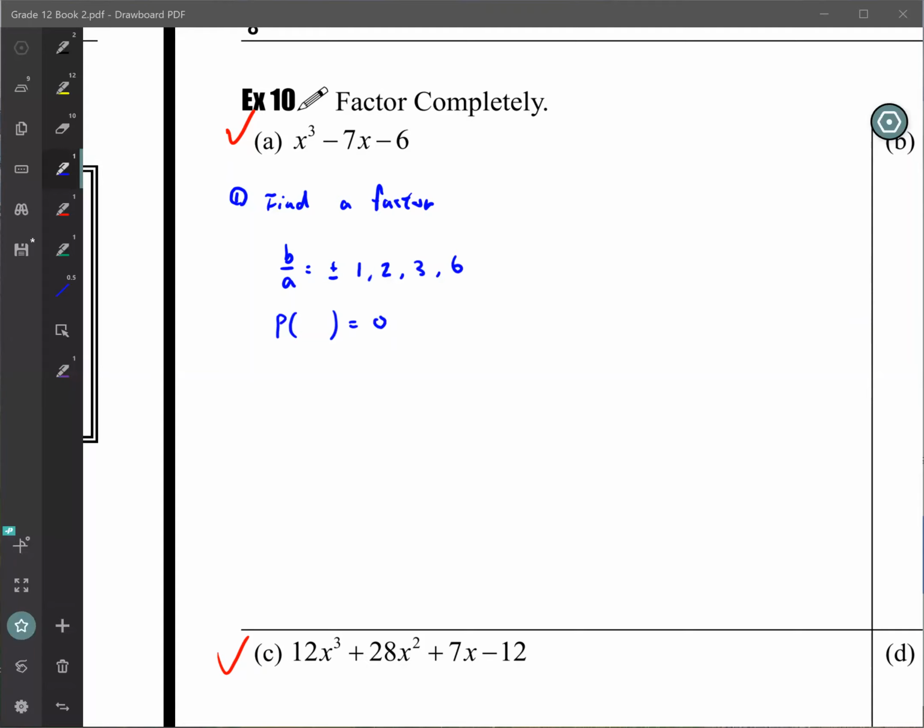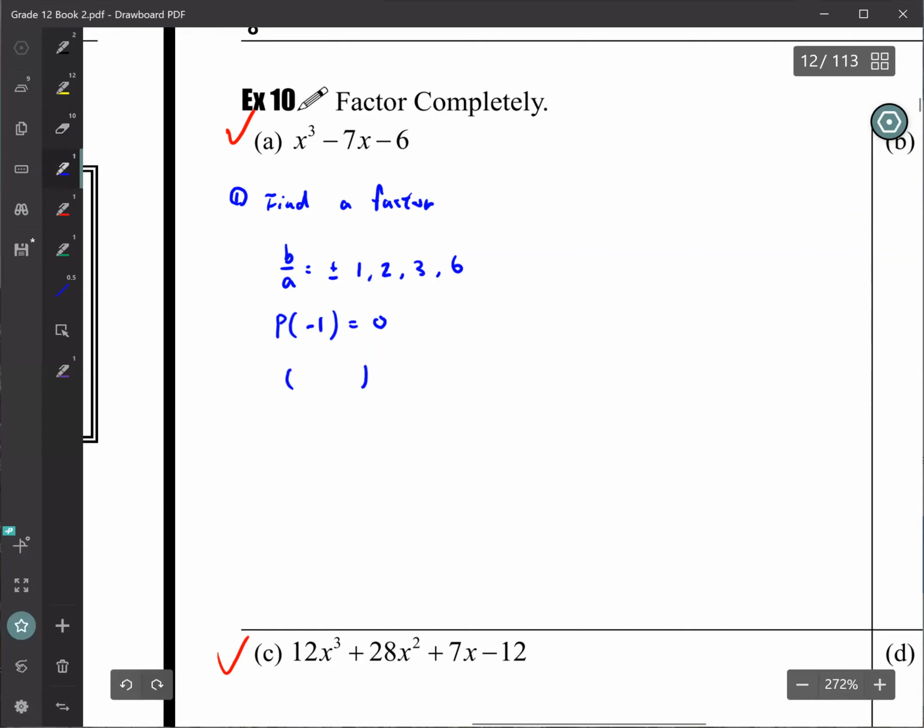Okay, let's use Ray's choice then. Ray, which one did you use? -1. Okay, so if -1 works, what is the factor then? Donna? X plus 1. Yeah, x plus 1 is a factor. Donna, did you also use -1? No. You used something else? Yeah. Okay, it doesn't matter. You can write out your own. At the end, you'll end up with the same answer.